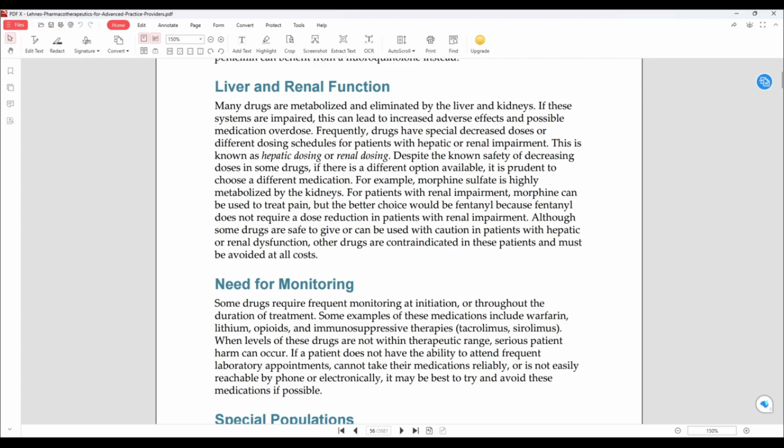For example, morphine sulfate is highly metabolized by the kidneys. For patients with renal impairment, morphine can be used to treat pain, but the better choice would be fentanyl because fentanyl does not require dose reduction in patients with renal impairment. Although some drugs are safe to give or can be used with caution in patients with hepatic or renal dysfunction, other drugs are contraindicated in these patients and must be avoided at all costs.